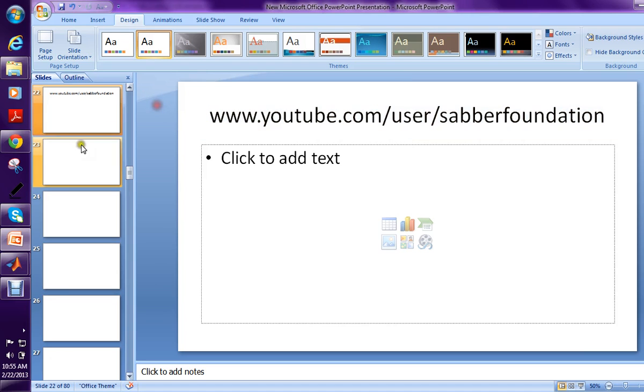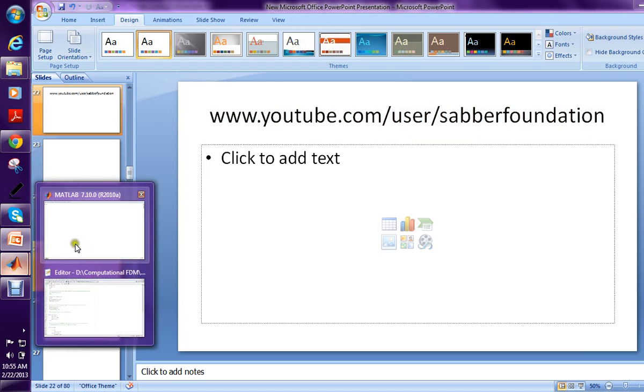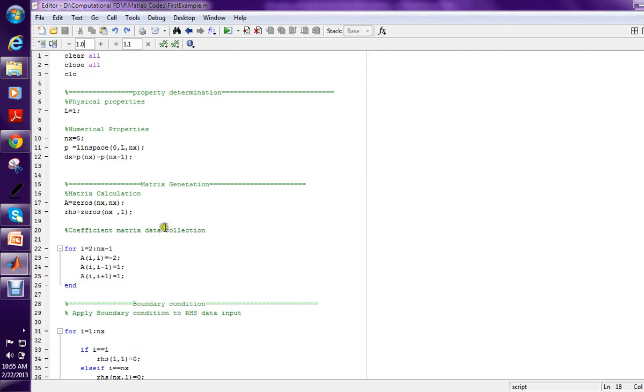Okay. So I assume you have good knowledge of writing code in MATLAB. This is MATLAB, and I have written some codes in advance so that I can make you understand quickly and appropriately and accurately. So, property determination, physical properties.